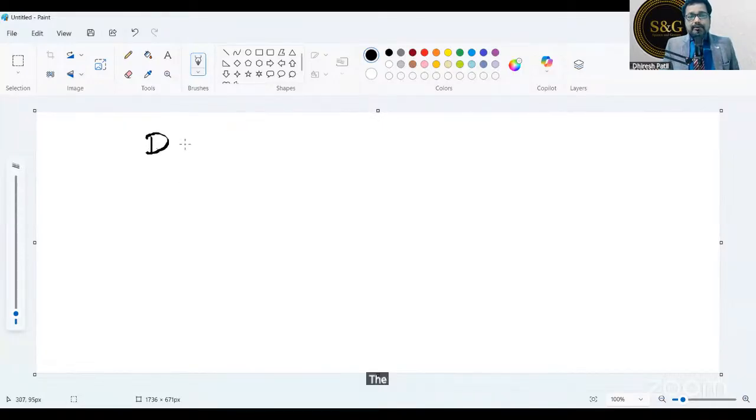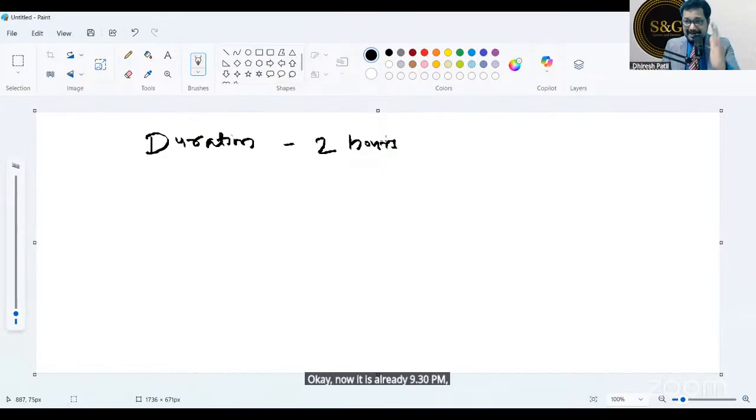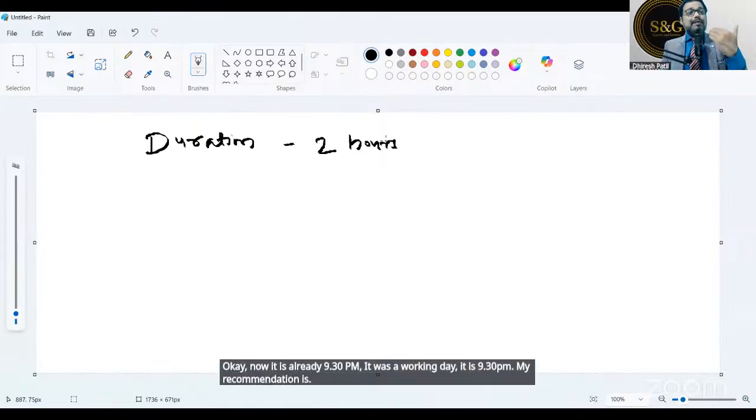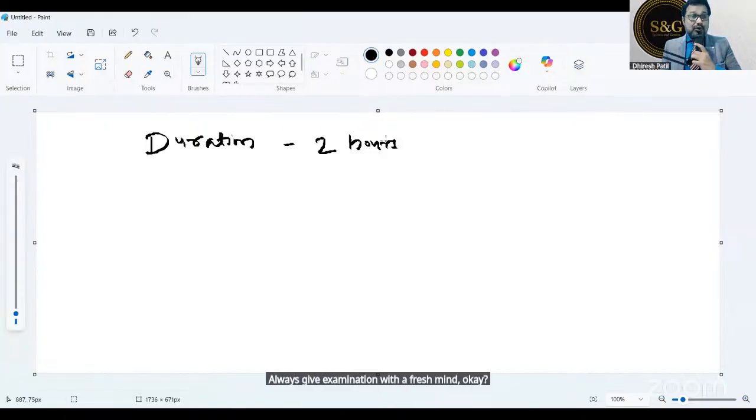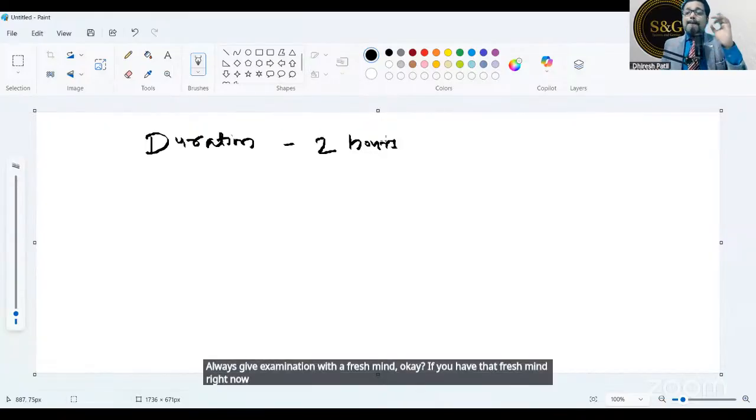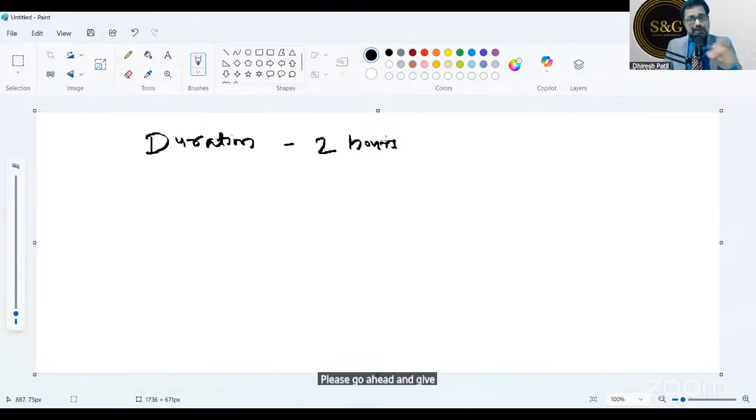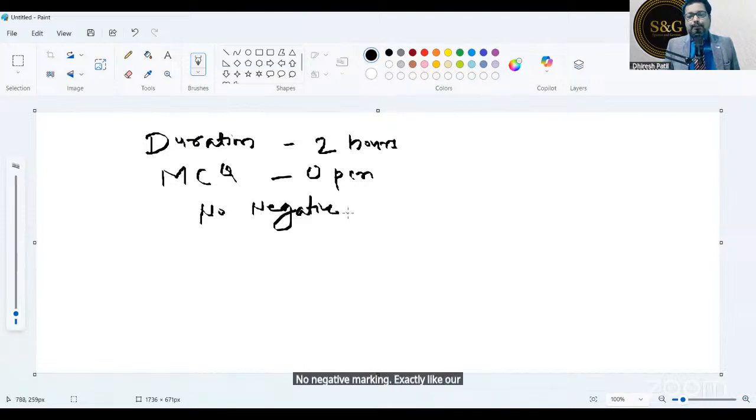The duration of the exam will be 2 hours. Now it is already 9:30 p.m. It was a working day. My recommendation is always give the examination with a fresh mind. If you have that fresh mind right now, please go ahead and give the examination. I'll give you the procedure. All the questions are MCQ type, open book test, no negative marking. Exactly like our green belt level.